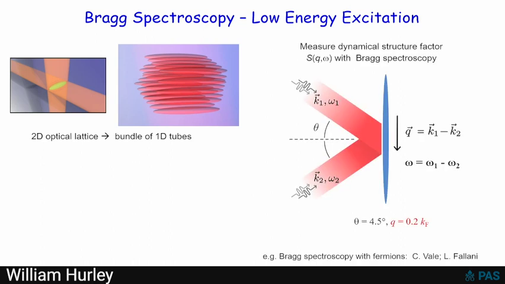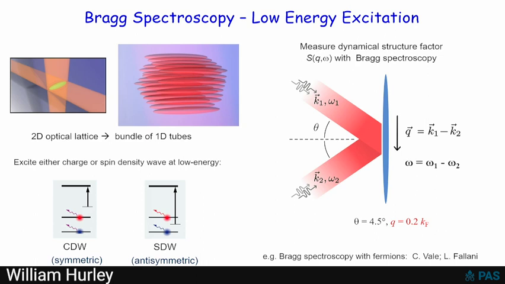For the Bragg spectroscopy of this problem, we first need to make a one-dimensional geometry. We do that with a two-dimensional optical lattice, which produces a bundle of one-dimensional tubes. And so we fill those tubes up with atoms, on the order of 100 atoms. And the Bragg spectroscopy entails having two laser beams impinge on this one-dimensional tube at a slight angle, in our case about 5 degrees, which imparts momentum, and then the two laser beams have slightly different energies.